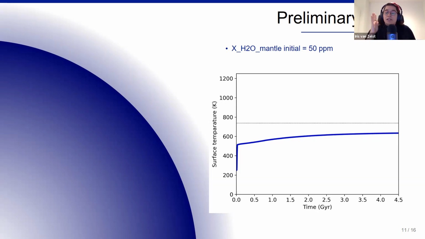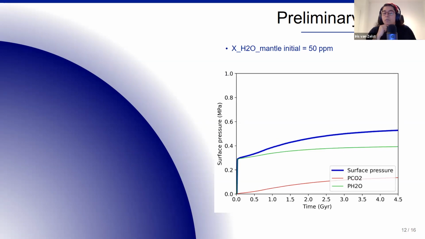Interesting. It doesn't reach the current surface temperature of Venus yet, but yeah. So in the next slide, we can see why this is happening, because now we're plotting the surface pressure through the model. And in dark blue, you can see the total surface pressure. And then in green, you have the partial pressure of water, and in red, the partial pressure of carbon dioxide.